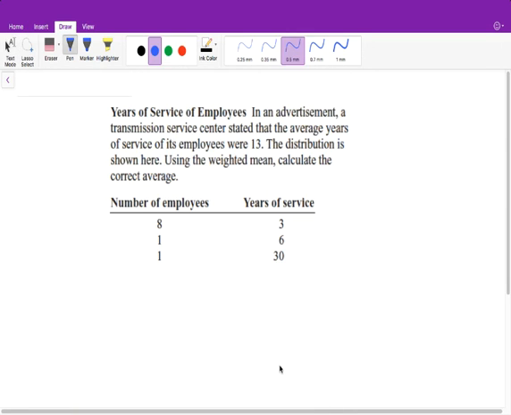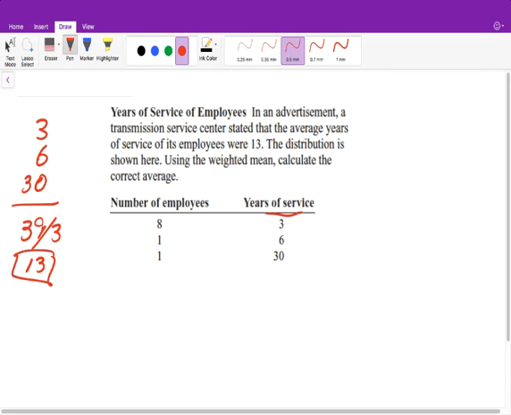So when we're finding the weighted average, it's kind of like finding the mean for a frequency distribution. But here it says, in an advertisement, a transmission service center stated that the average years of service of its employees is 13. Because we're talking about years of service, someone might have just added them up: 3 plus 6 plus 30. Well, that's equal to 39. We have 3 different categories, so that's equal to 13. So they'd say that that's the average.